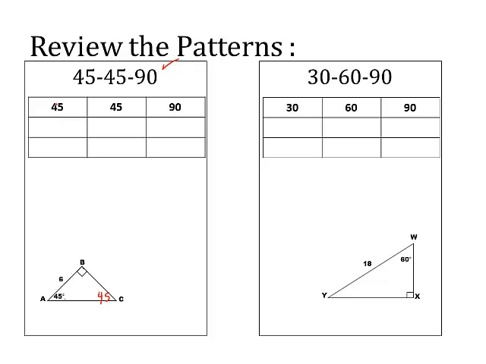Okay, the pattern is this. Across from the 45 is the length of x. Across from the other 45 is the length of x. These are the same. And across from the 90-degree angle is whatever x is times the square root of 2. That is the pattern you need to know.